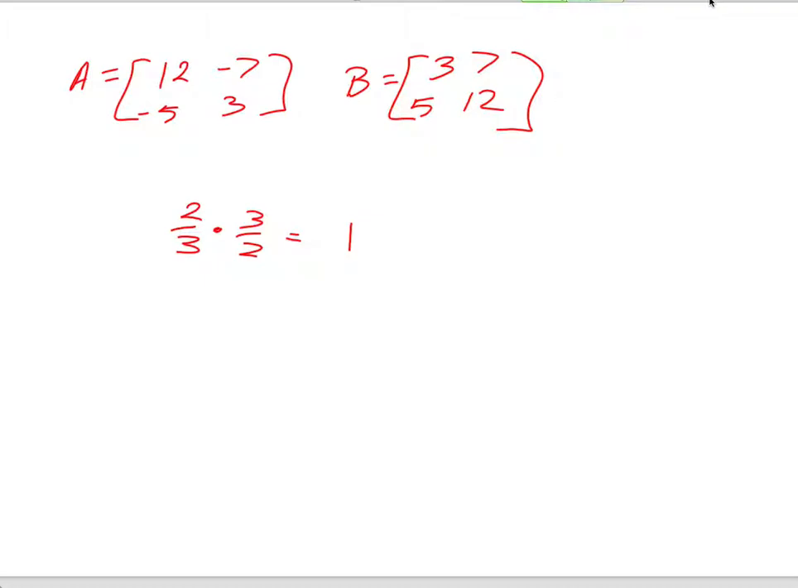Is it rows turning into columns? Is it that the rows turn into columns and one of them's negative?